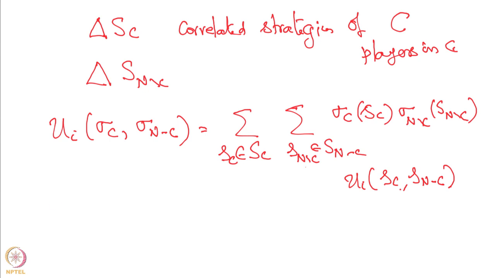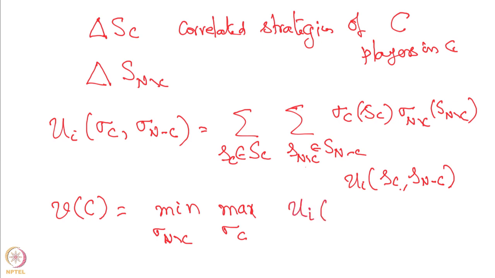Now I can define VC, the worth of this coalition, as the best that they can get. That is basically the minimum over sigma N minus C, or not, because we need to look at the correlated strategies. Yes, sigma N minus C, max over sigma C, then look at the Ui of sigma C, sigma N minus C. This is the utility that the ith player is getting, but now you are looking at the sum over all the players in the correlation.